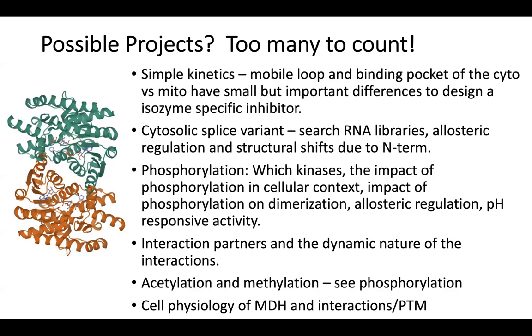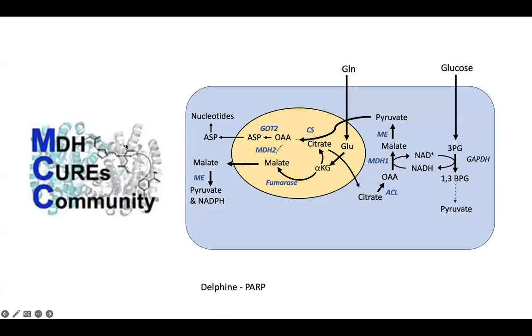Phosphorylation, what kinase is doing what to who? This is a good Southern song here happening. What are the contexts in which this phosphorylation is happening? Does the phosphorylation act on the allosteric regulators like citrate and things? Is there a pH responsive difference? What are the interacting partners, and so on and so forth?